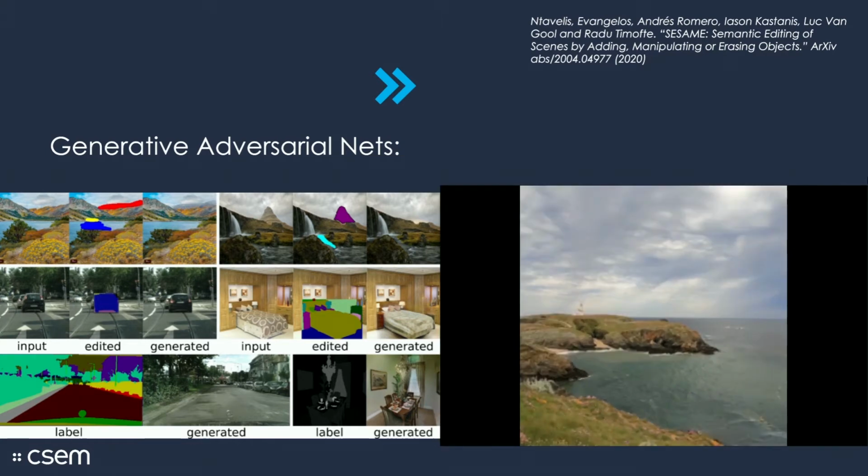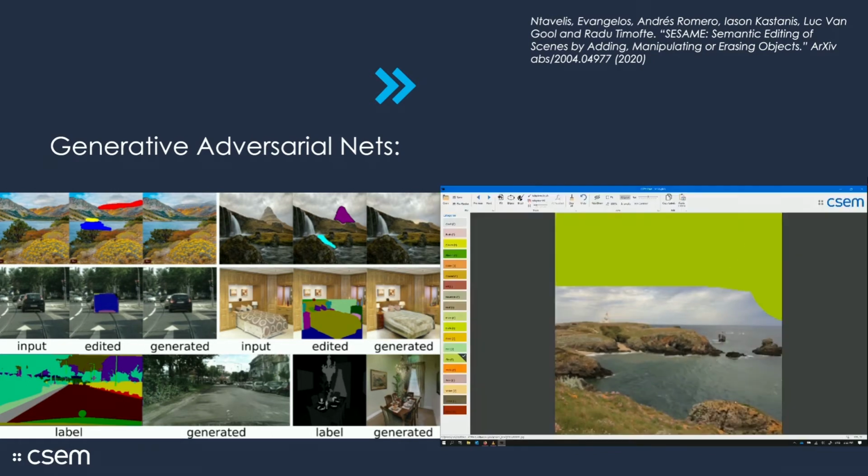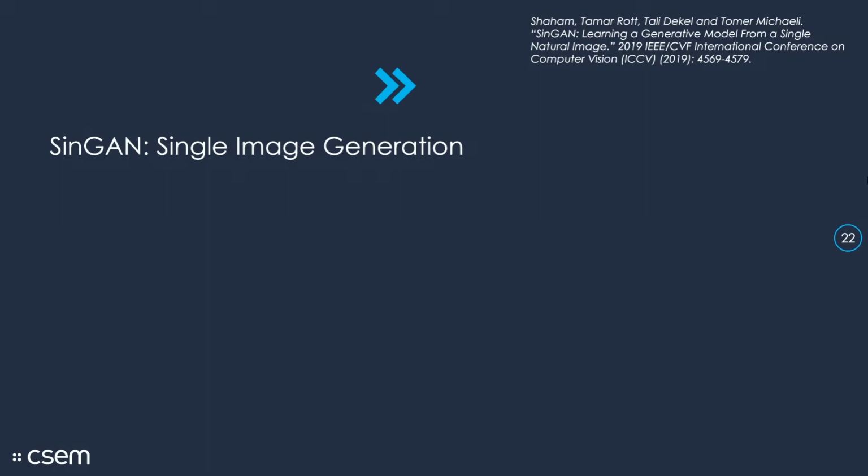But what's the problem with all these approaches? They need a huge amount of data to train. So what we found very interesting is a recent work that was able to generate samples, images, using only one single image.